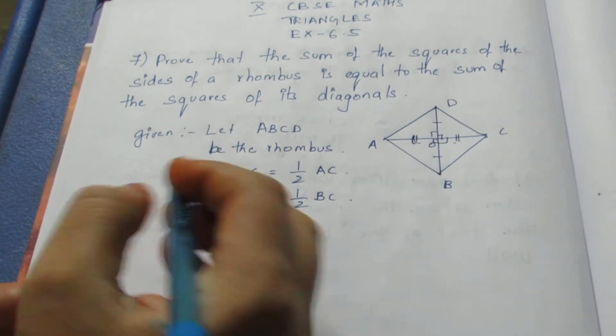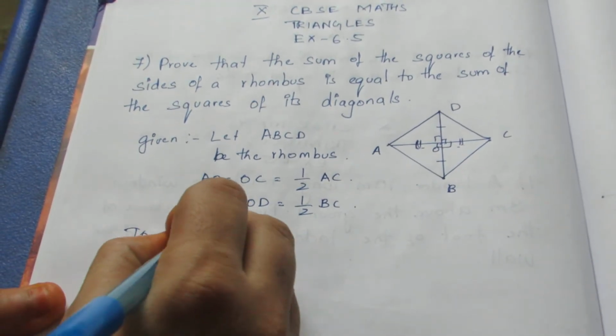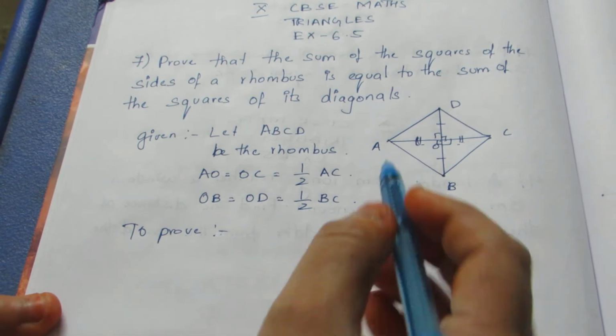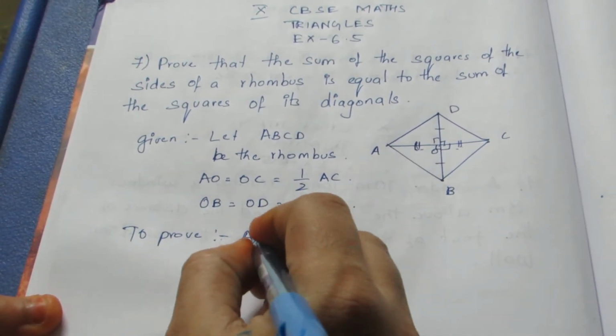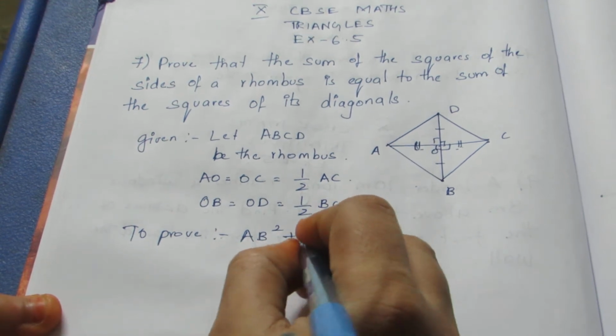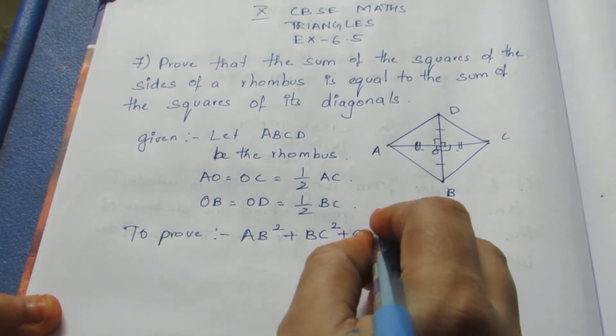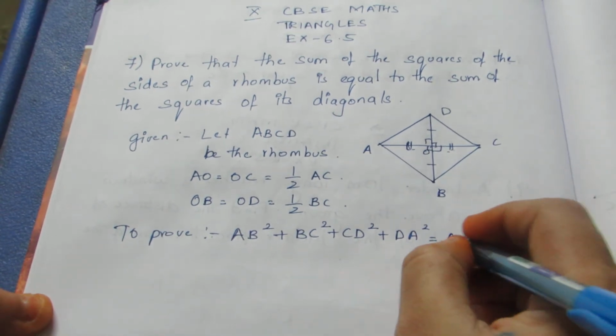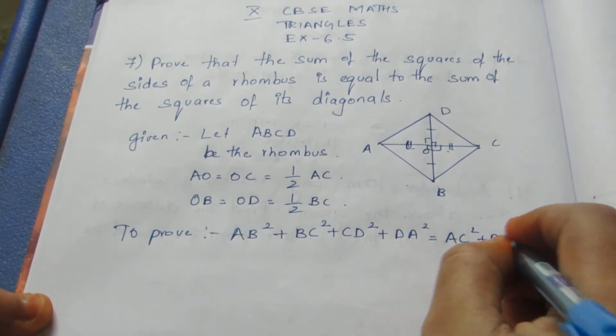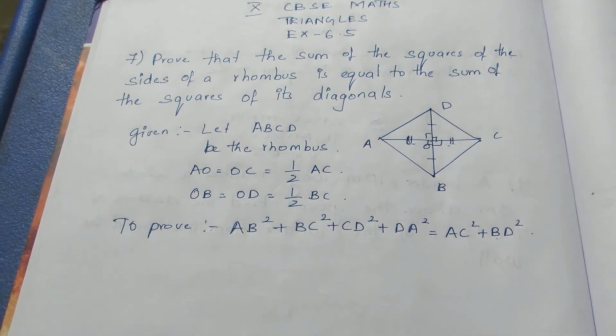To prove the sum of the squares of the sides, that is, adding all the side squares, AB square plus BC square plus CD square plus DA square, equal to the squares of the diagonals. Here the diagonals give AC square plus BD square. We need to prove this.